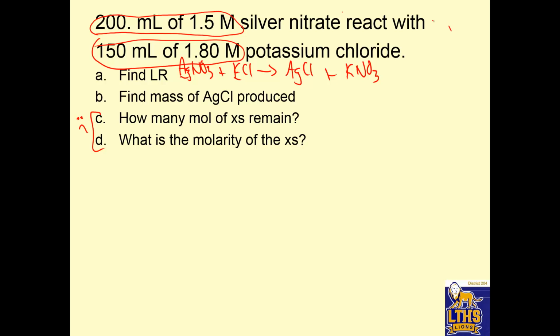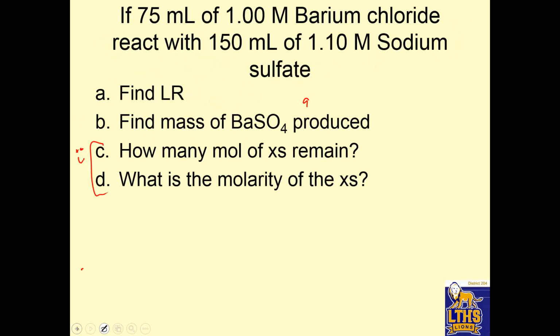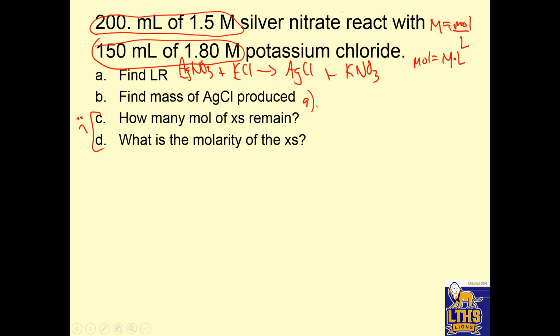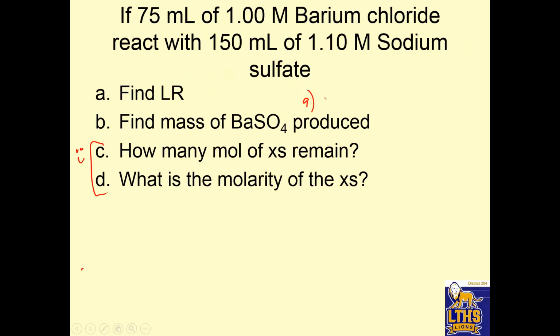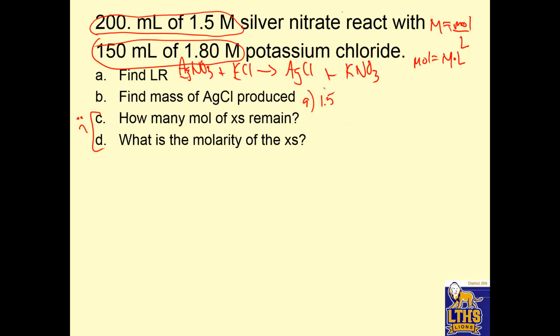So I know you've heard me say molarity equals moles over liters, but you're going to see moles equals molarity times liters. Okay, so I'm going to do that to start with. So to find my limiting reactant, I'm going to start with MV. So molarity is 1.5 moles times my liters, which is 0.2, equals 0.3 of AgNO3.